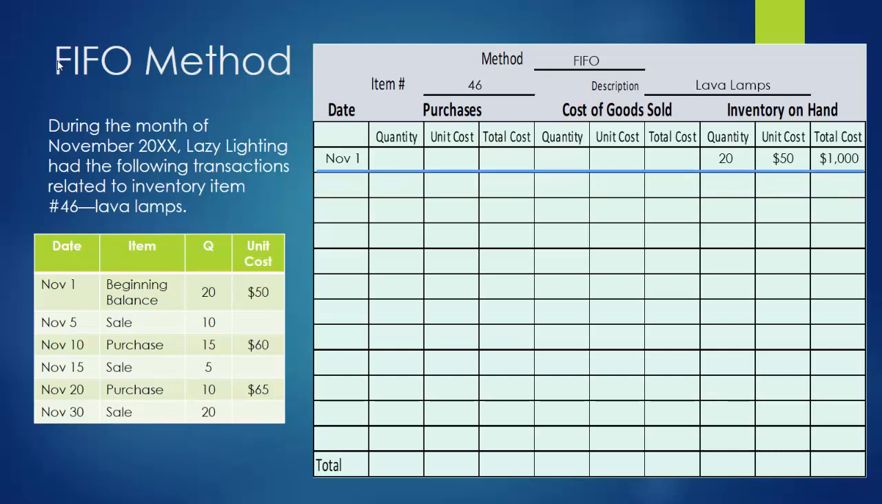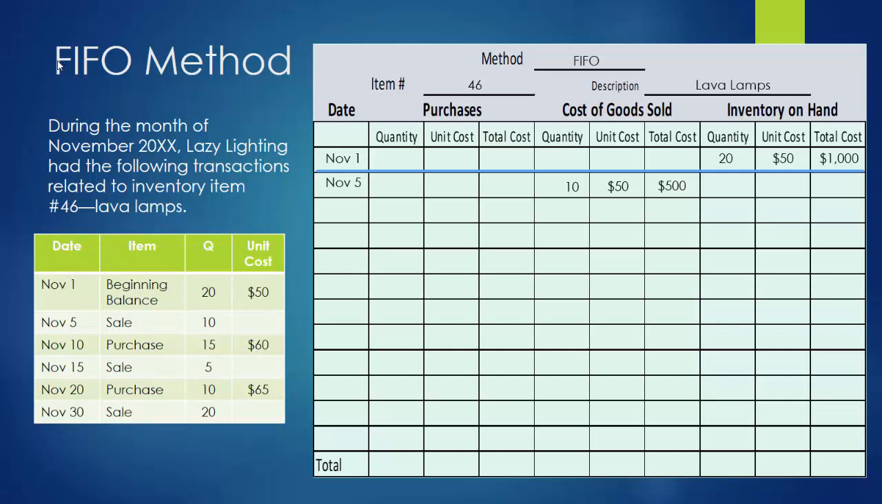On November 5th, we're going to sell 10 lamps. So November 5th, sales go under the cost of goods sold section. For our quantity column, we're selling 10, and under the FIFO method, we assume we're going to sell the oldest piece of inventory that we have first. Well, it doesn't matter right here because they all have the same unit cost, and that unit cost is 50, which means their total cost is 500.